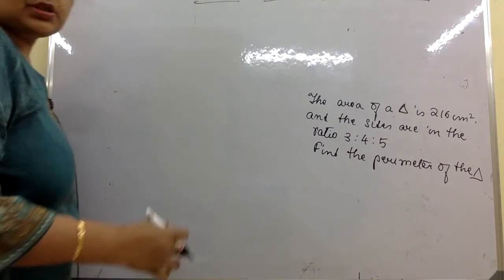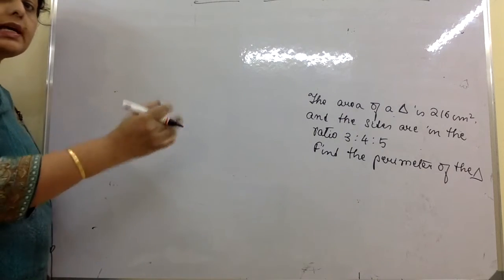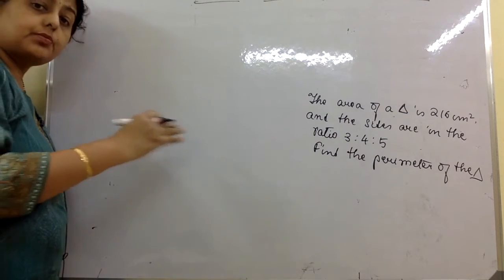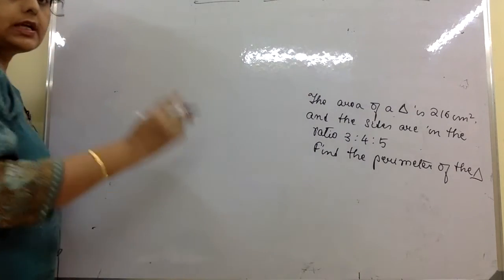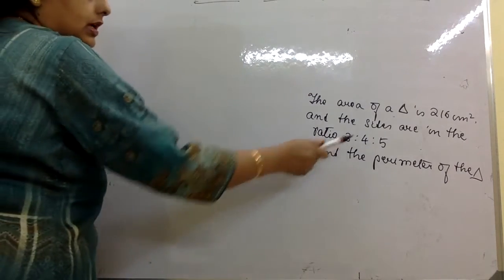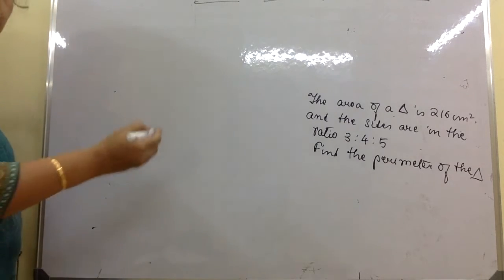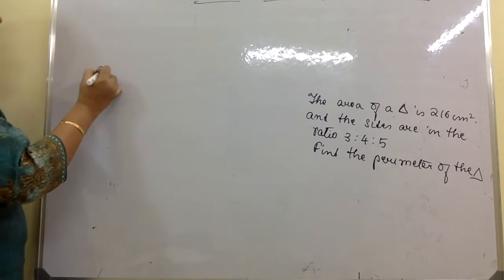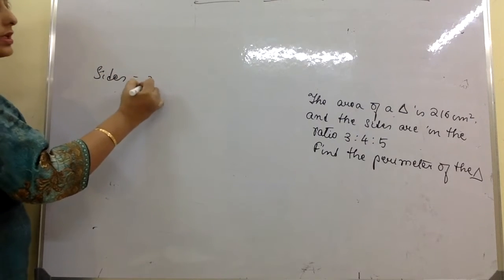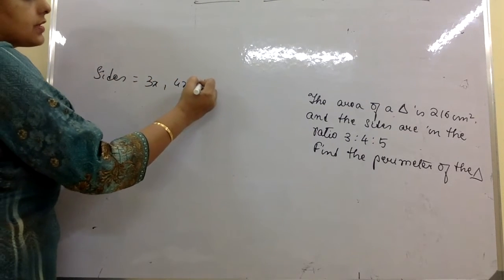Now this is our next question. The area of a triangle they have given, and they have told the sides are in a particular ratio, 3 is to 4 is to 5. That means clearly this is not equilateral, but this is a scalene triangle. So what we are going to take is the sides. For us the sides are going to be 3x, 4x, 5x.